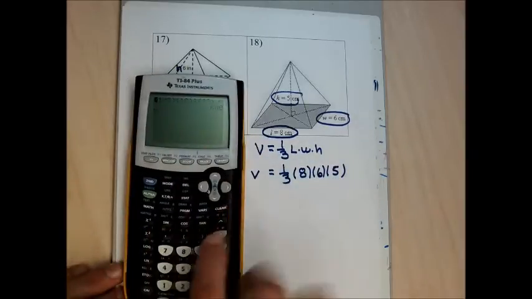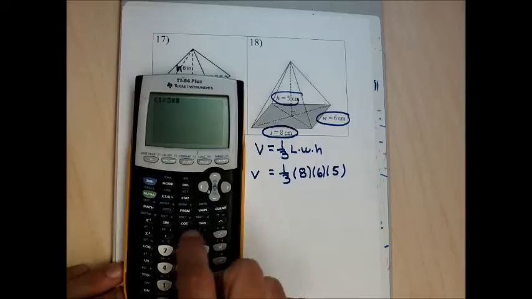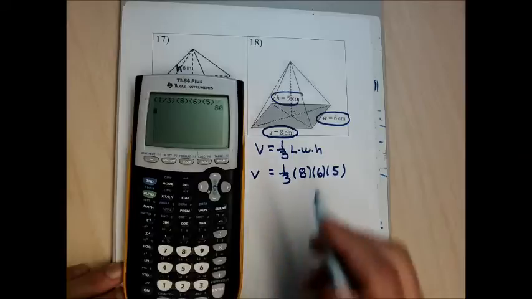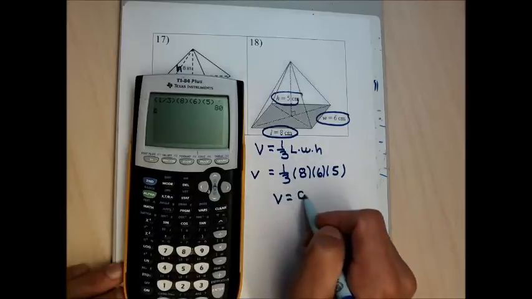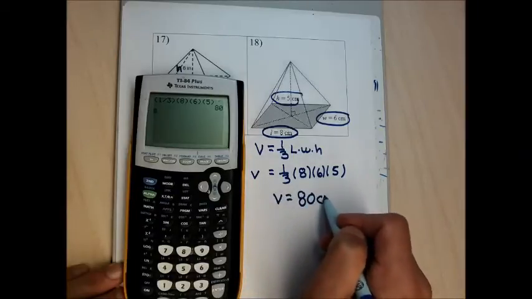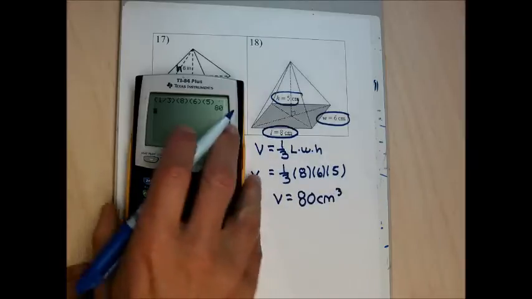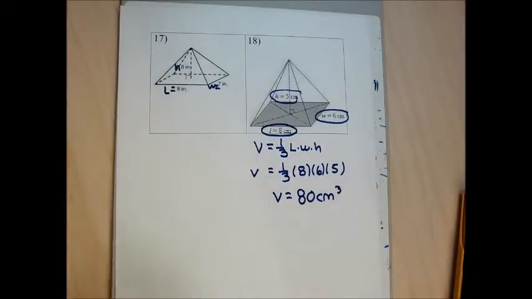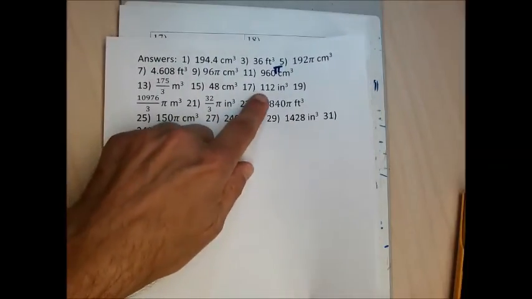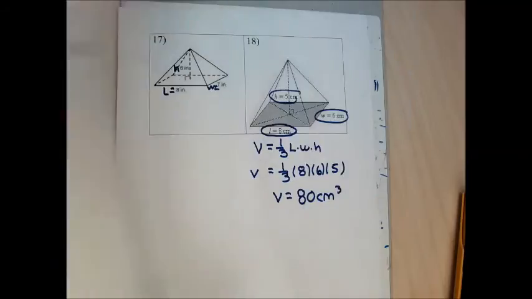I could do that in my head, that's not so impressive. So 1/3 times 8 times 6 times 5. My volume, the number part is going to be 80. The units are going to be cubic centimeters. If you don't get the right units on the test, you're going to start losing points that you don't really need to lose. Apparently, for number 17, the answer is 112 inches cubed.